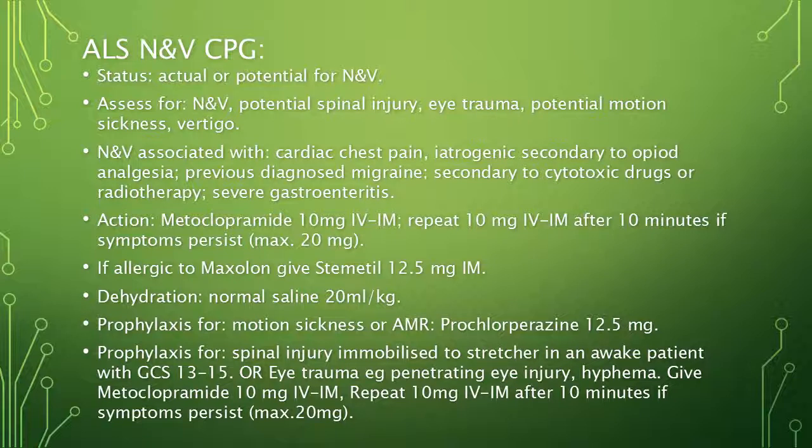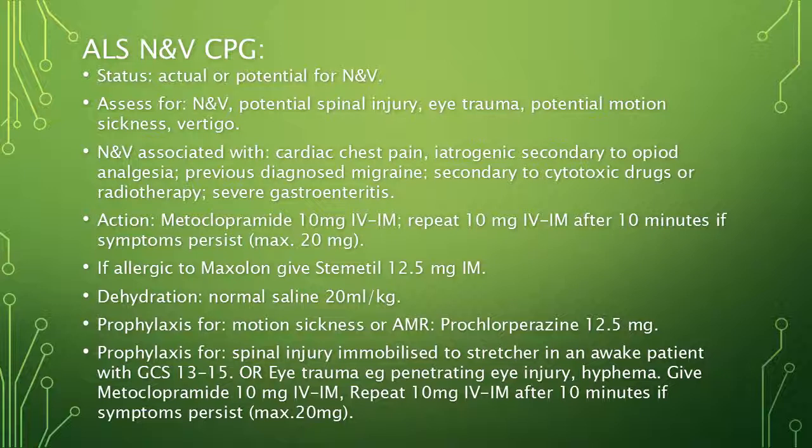Advanced life support nausea and vomiting clinical practice guideline. Status: actual or potential for nausea and vomiting. Assess for nausea and vomiting, potential spinal injury, eye trauma, potential motion sickness and vertigo. Nausea and vomiting associated with cardiac chest pain, iatrogenic secondary to opioid analgesia, previously diagnosed migraine, secondary to cytotoxic drugs or radiotherapy, severe gastroenteritis. Action: metoclopramide 10 mg IV or IM, and repeat 10 mg IV or IM after 10 minutes if symptoms persist, to a maximum of 20 mg. If allergic to Maxolon, give Stemetil 12.5 mg IM.